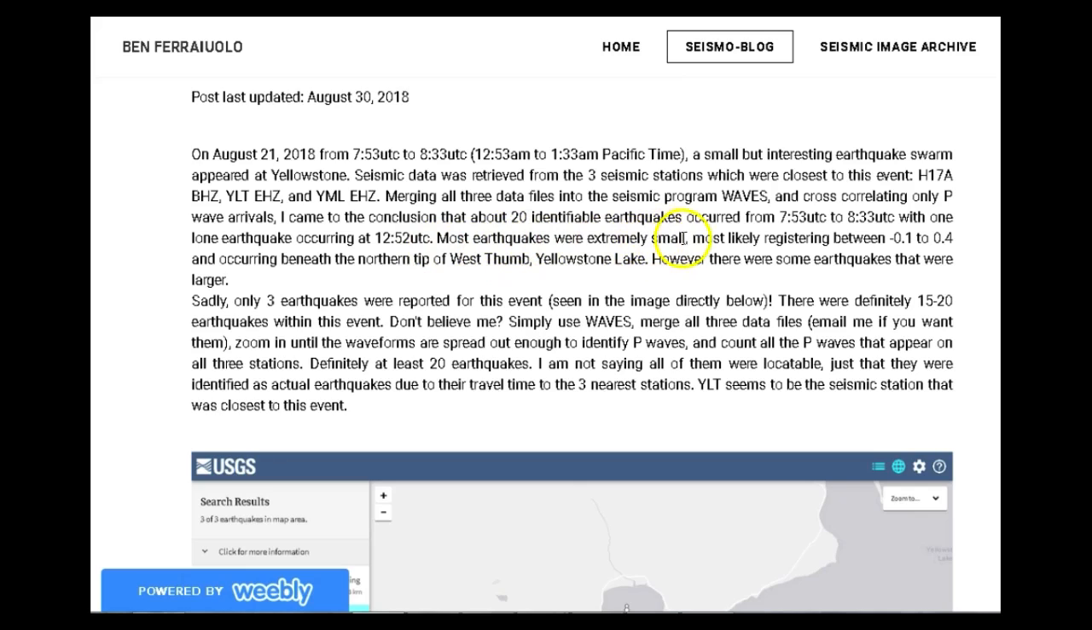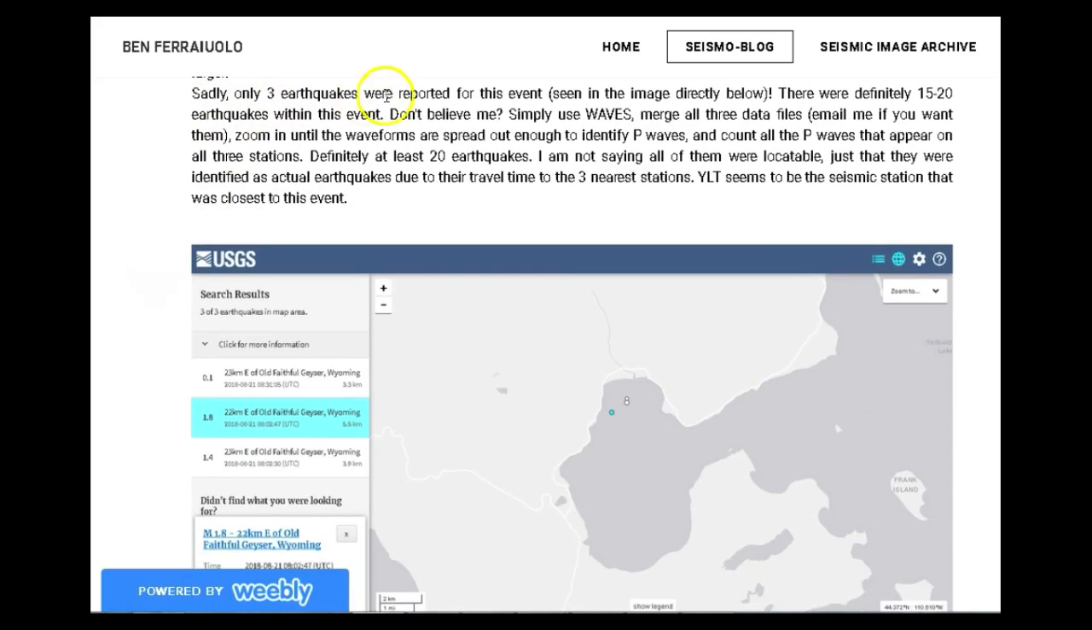Most earthquakes were extremely small, most likely registering between negative 0.1 to 0.4, with some of them around 1.5 to 1.8, a few of them, and occurring beneath the northern tip of West Thumb, Yellowstone Lake. However, there were some earthquakes that were larger, but sadly only 3 earthquakes were reported for this event, seen in the image directly below. There were definitely 15 to 20 earthquakes within this event.